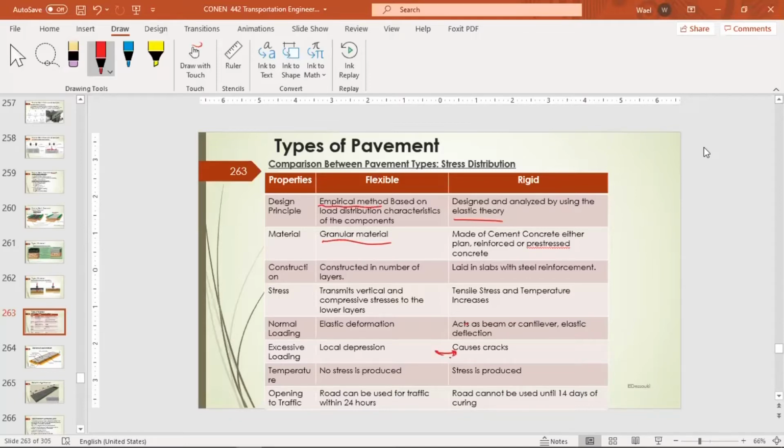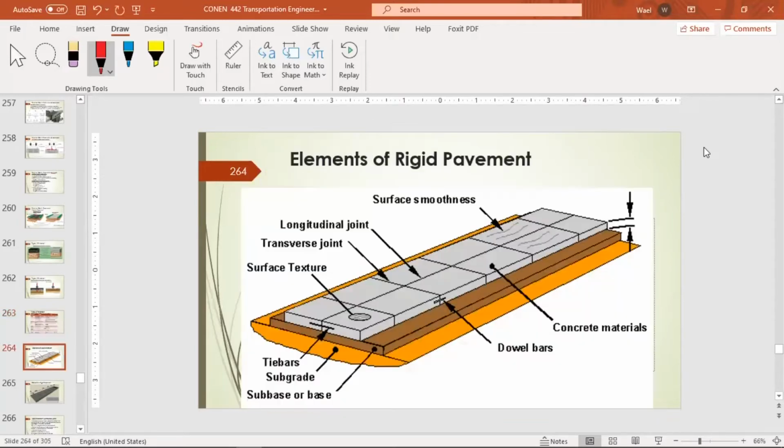Okay? For temperature, for flexible pavement, there is no stress produced. But for rigid pavement, there is a thermal stress that is generated. Regarding opening to traffic, for flexible pavement, we can open the road to traffic within 24 hours of compacting the surface layer. But for rigid pavement, we need to leave it at least 14 days for the concrete to cure. So this is a comparison between rigid and flexible pavement.